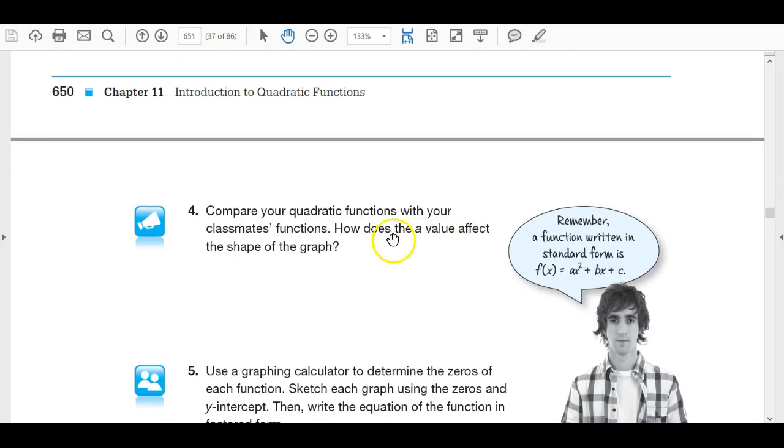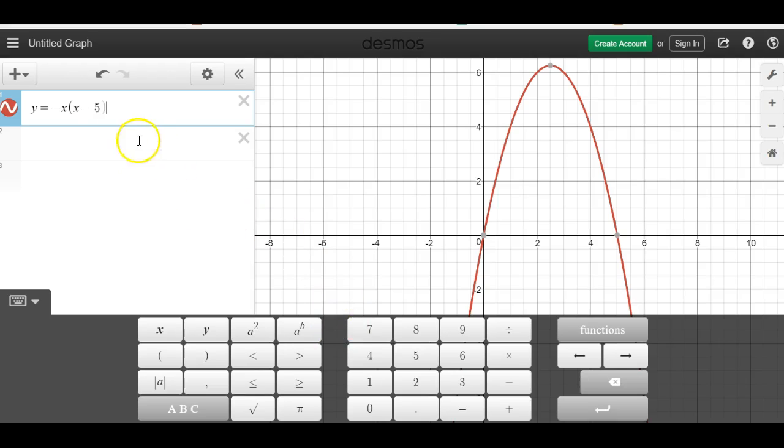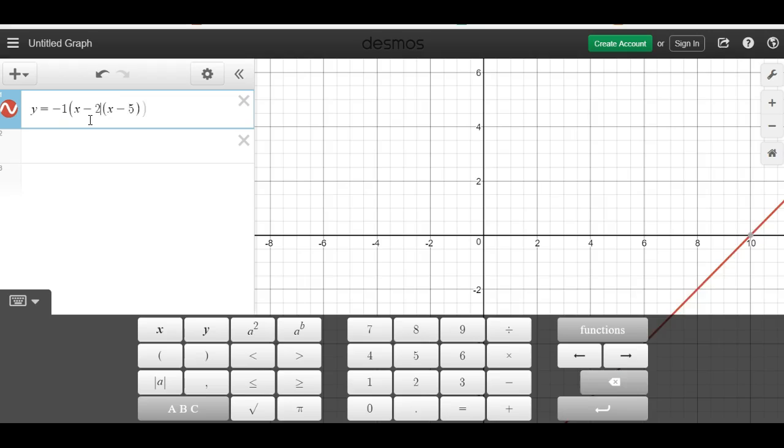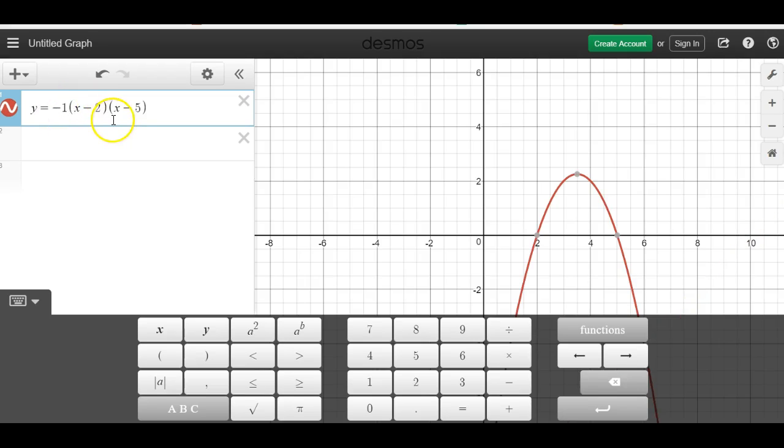Now, what is the A? You can check it again. How does the A value affect the shape of the graph? Well, let's go through this again. Let's try negative 1 times, I don't know, let's go with x minus 2 times x minus 5. And now we have a vertex here, and we have intercepts, or we have zeros at 2 and at 5, right? Where the function produces zeros at 2 and 5.